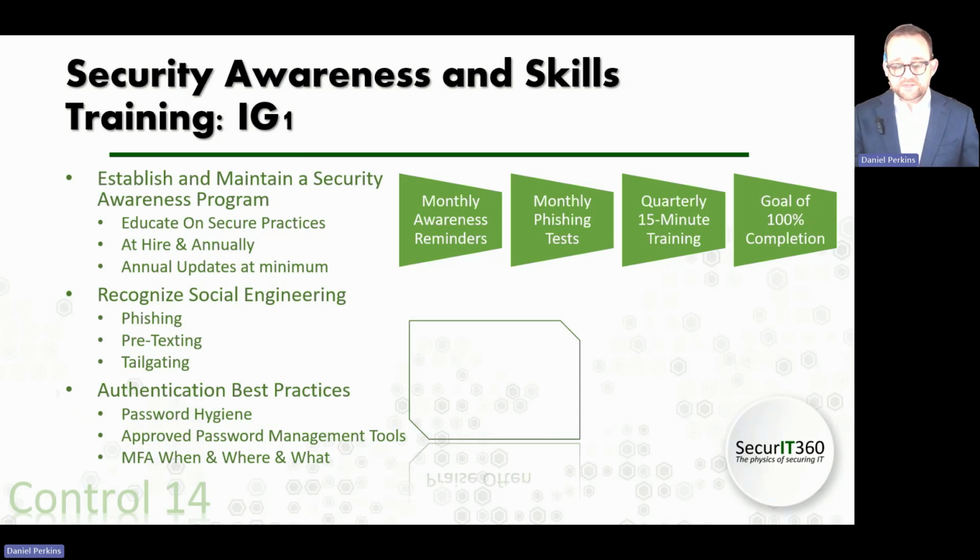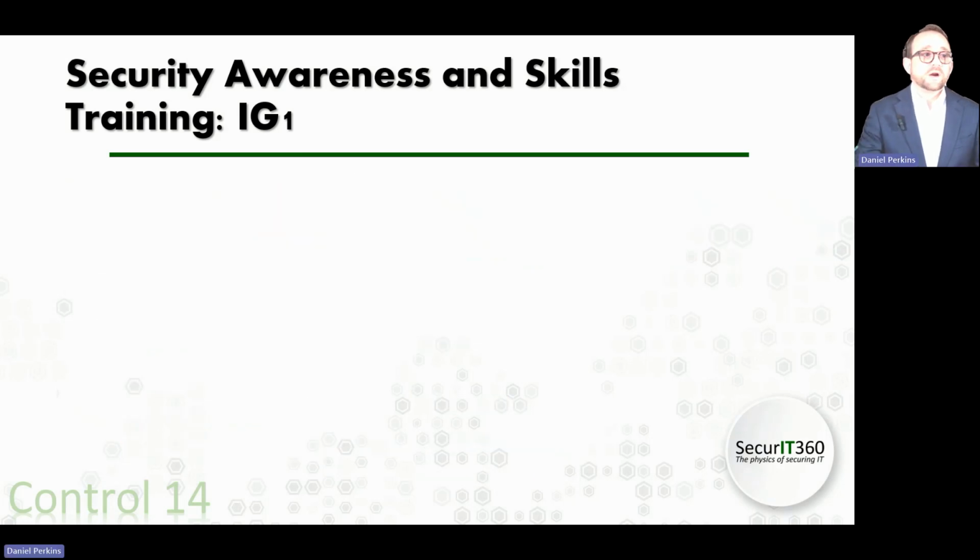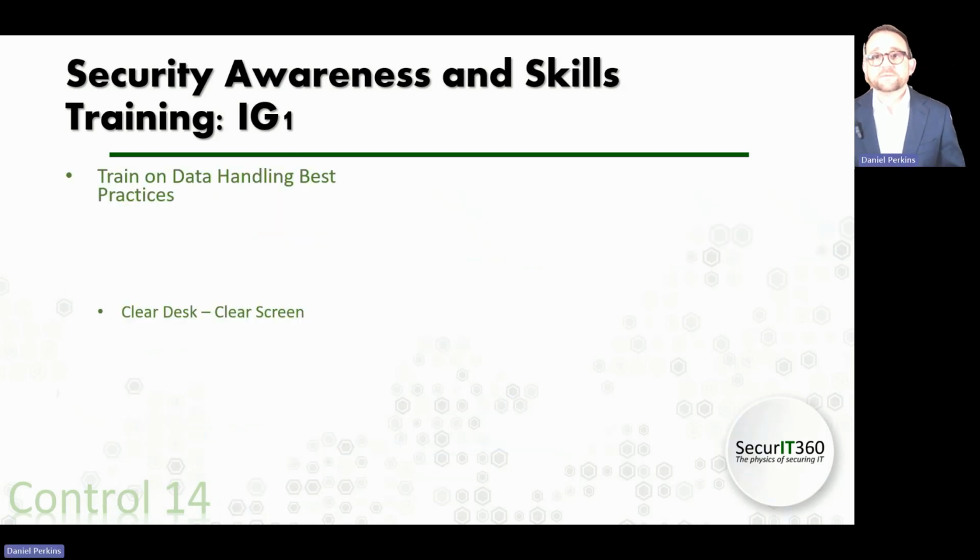So my encouragement here is we want to train often and praise often, right? As our users are reporting things that we're going to see, or they're recognizing those social engineering attempts, give them that positive feedback, that positive reinforcement. But we also want to get in front of them often, right? Monthly and quarterly reminders of how to keep our organization safe and secure. All right, so the next controls here.